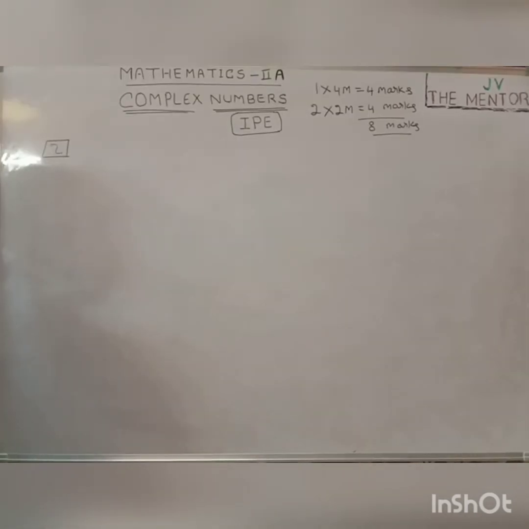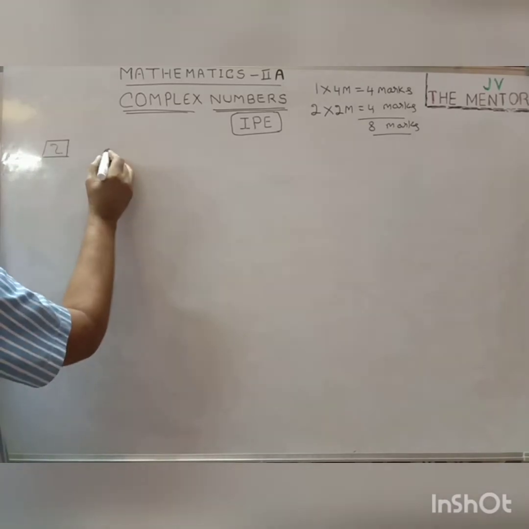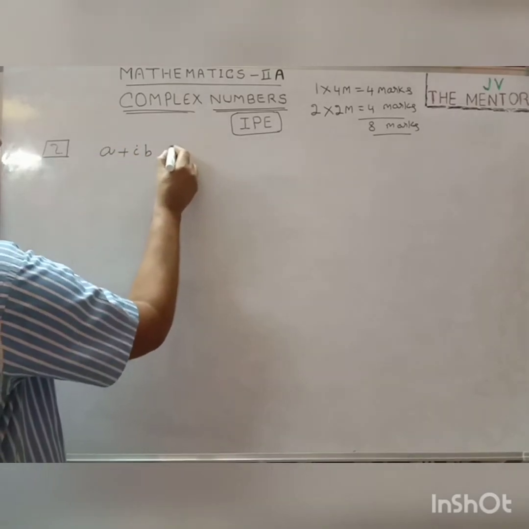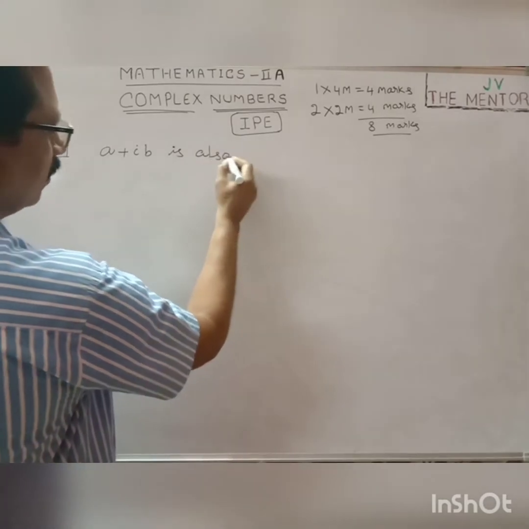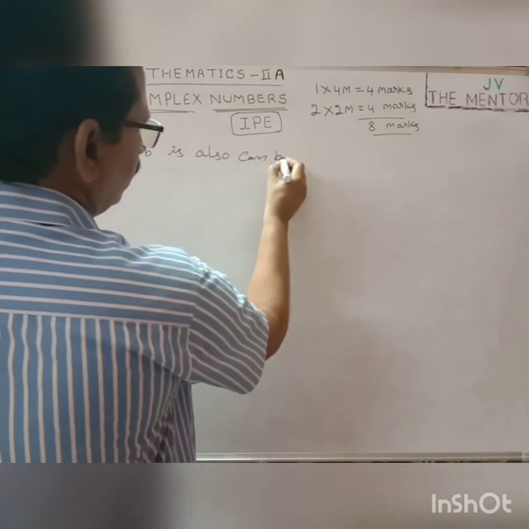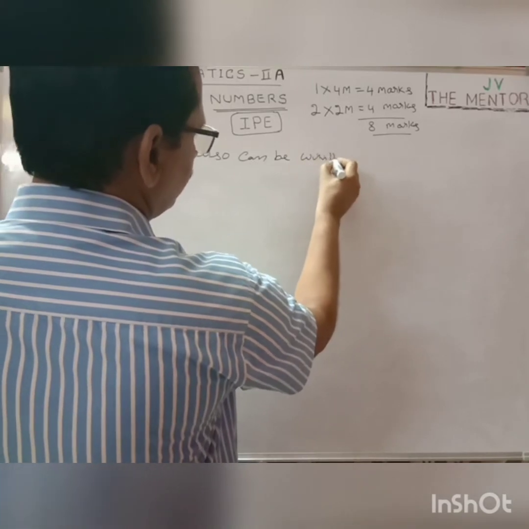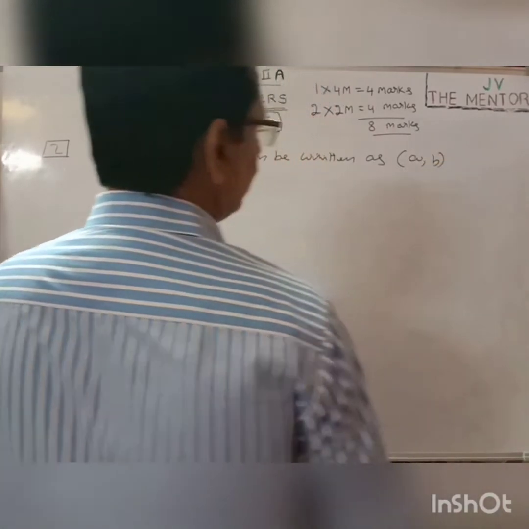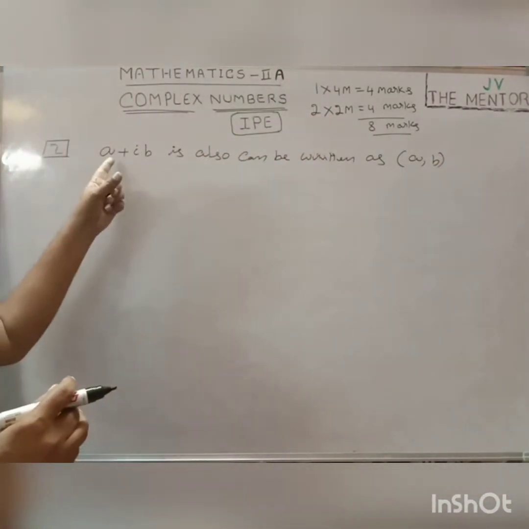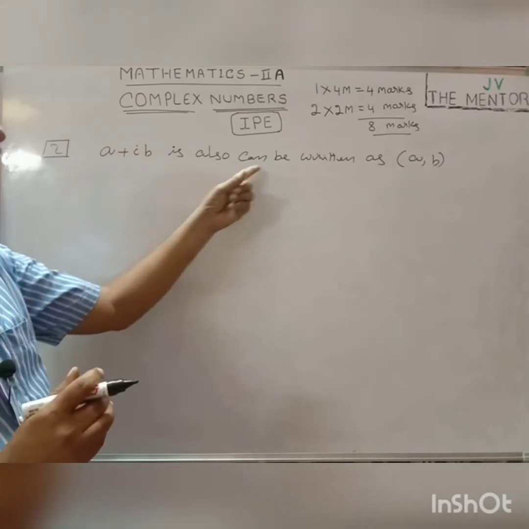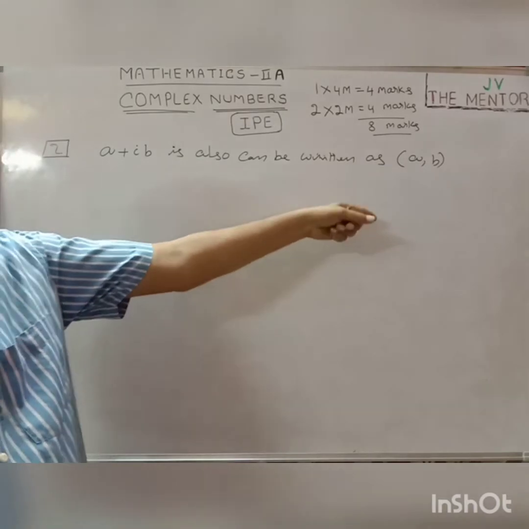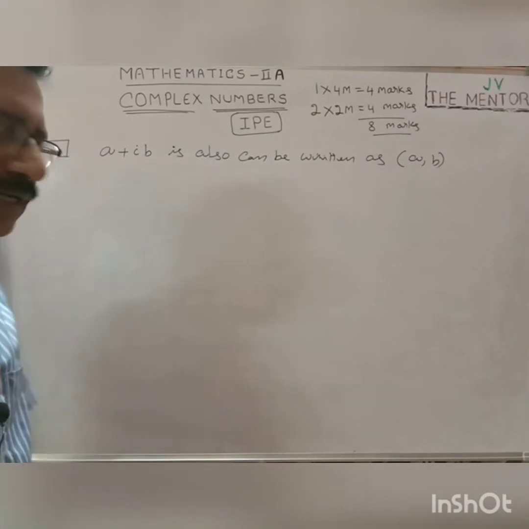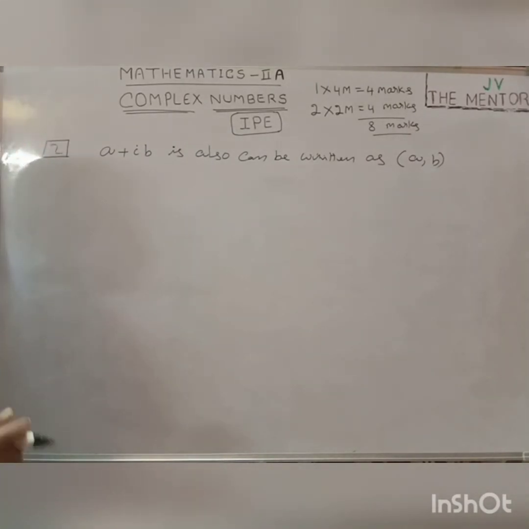Second point: the complex number a plus ib can also be written as the ordered pair (a, b). Here a is the real part, b is the imaginary part. Generally the complex numbers are denoted by z.